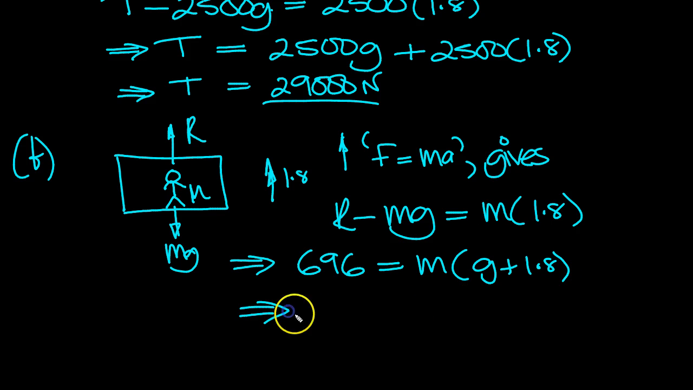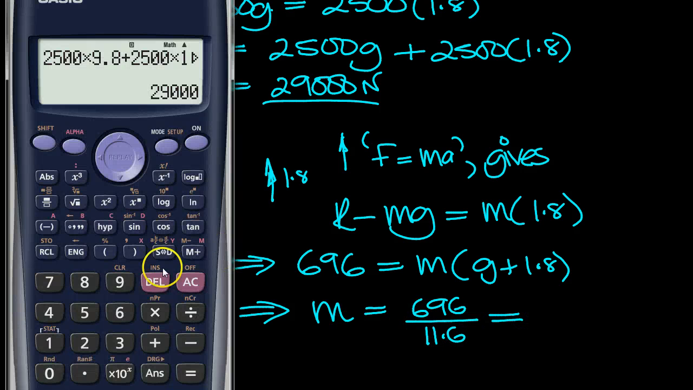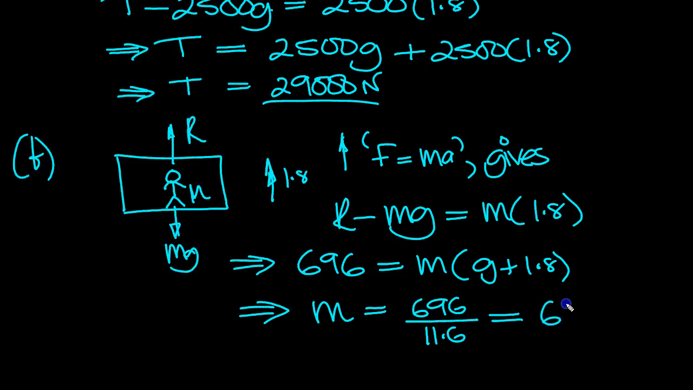So that tells us what m is then. M is equal to 696 over this value, 9.8 plus 1.8, which is 11.6. I'm just going to write down the actual value there: 696 over 11.6, and that gives us 60. So m is equal to 60 kilograms.